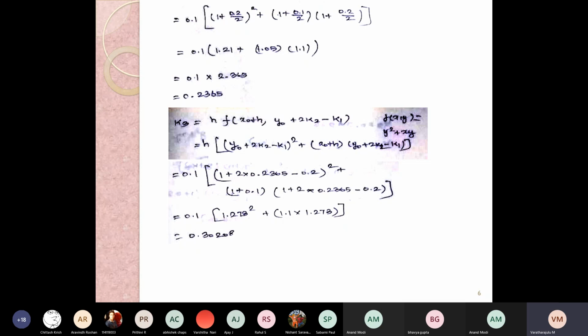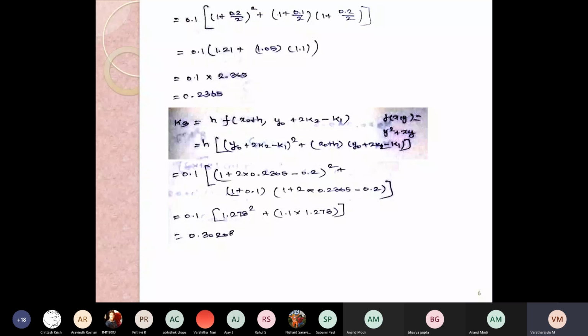Okay, we'll go ahead. K3 is equal to 0.30208. I request you to please follow the steps. Once you have spent the time with the presentation, it won't require any other time. Otherwise, you need to spend the time with the presentation. I am giving plenty of time during the presentation itself to follow every step, and we'll calculate the delta y value.